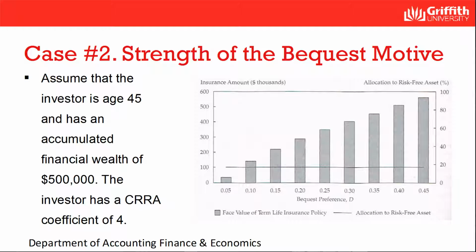Case study 2 is about the strength of the bequest motive. So assume that the investor is age 45 and has an accumulated financial wealth of $500,000. The investor has a CRRA coefficient of 4.